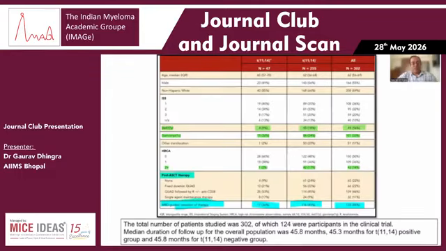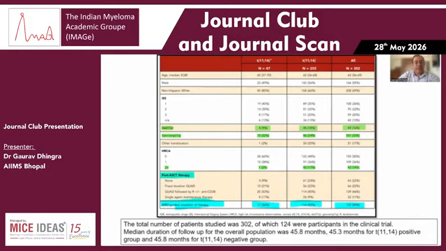The results: a total of 302 patients were studied, of which 124 participants were from the clinical trial. Median duration of follow-up for the overall population was 45.8 months, of which 45.3 months was for translocation 11-14 positive patients and 45.8 months for the translocation 11-14 negative group. Median age was 65 years in the translocation 11-14 positive group and 62 years in the negative group, which was comparable. According to ISS staging, there was a comparable population in both groups.